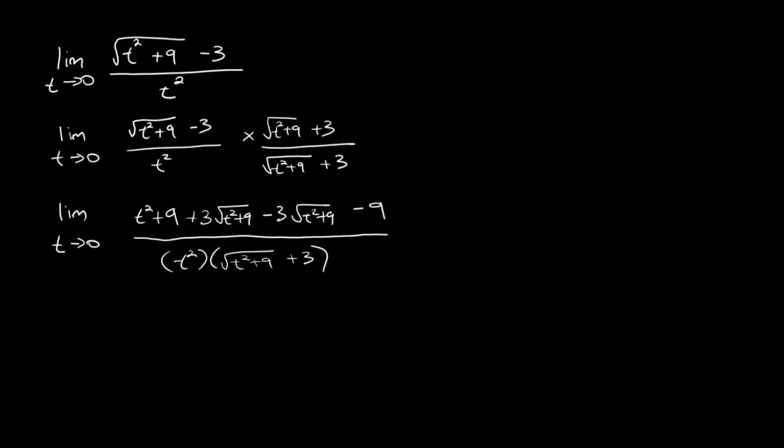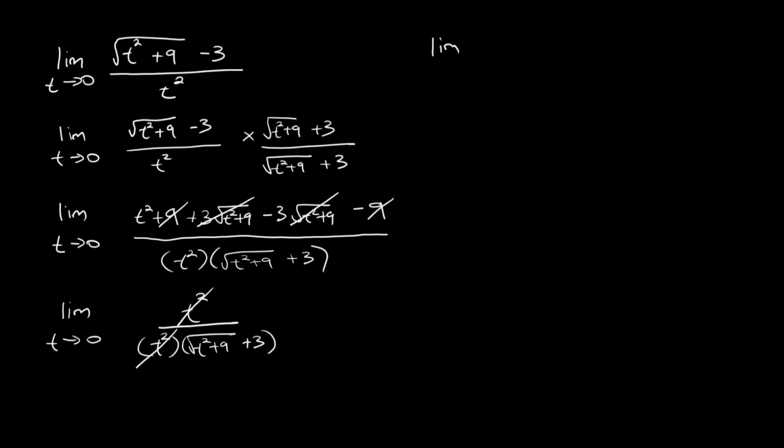Now that we've done this, we can go ahead and eliminate. So we can eliminate this as they both become 0, and these two as they become 0. And so our final would be the limit as t approaches 0 of t squared divided by t squared multiplied by the root of t squared plus 9 plus 3. Now these two would cancel.